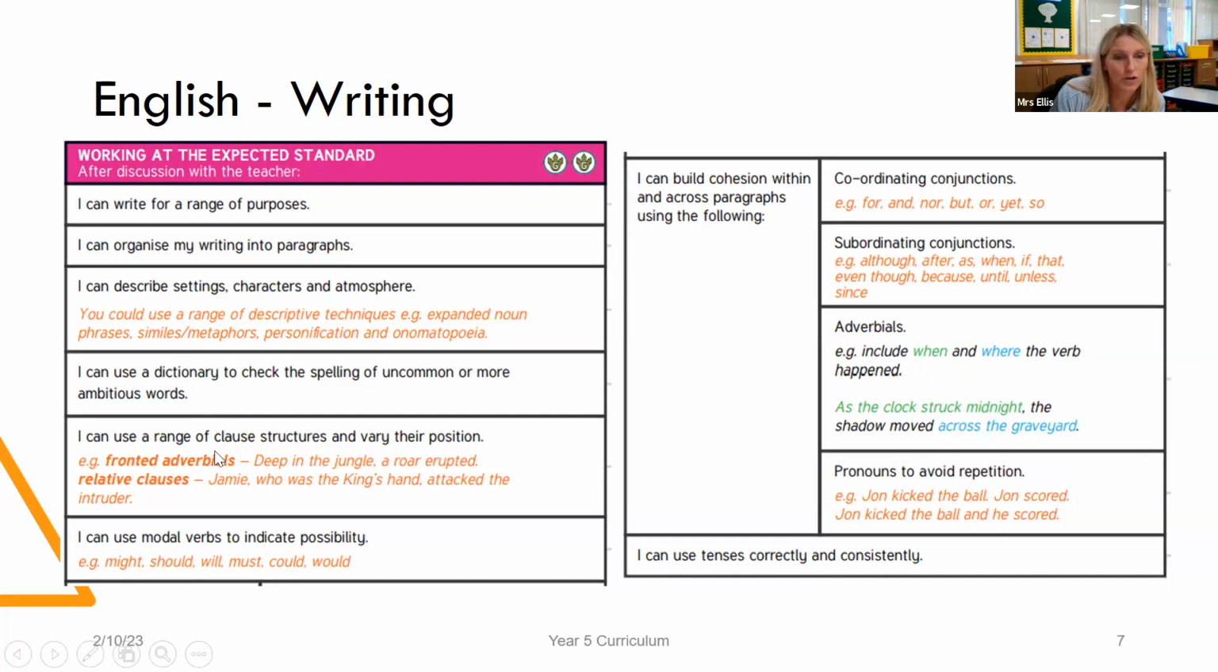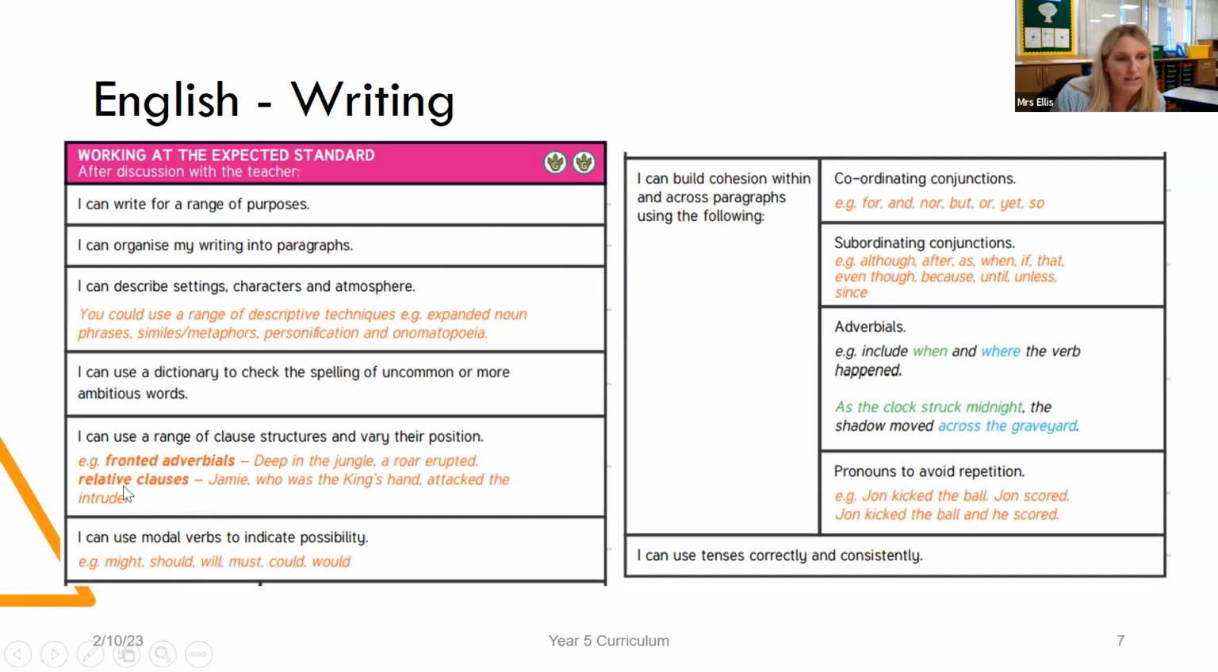We use a range of clauses and we vary their position. So we embed fronted adverbials, which they've learned in Year 4. So that's where we're adding that extra bit of information onto a sentence. So, "Deep in the jungle, a roar erupted." So the fronted adverbial would be "deep in the jungle", that extra bit of information saying where it was.